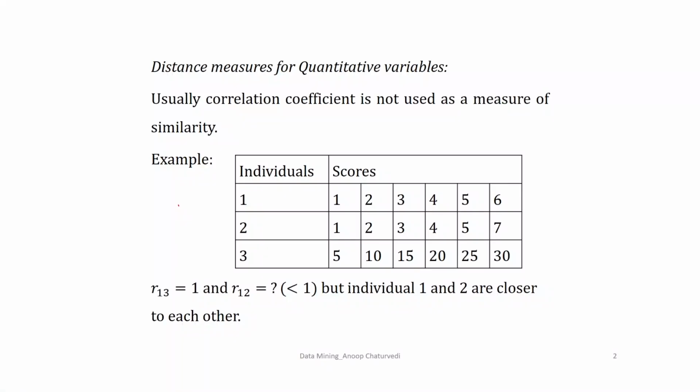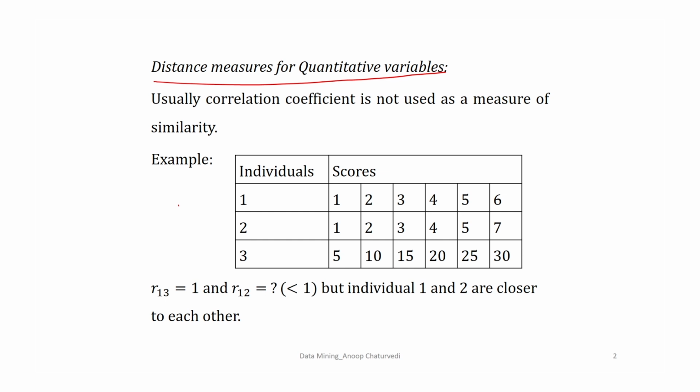We are also going to discuss different linkage methods which form the basis for merging the data points or merging the clusters at different stages. The linkage methods which we are going to discuss in this lecture include single linkage, complete linkage and average linkage. Now, we consider distance measures for quantitative variables.